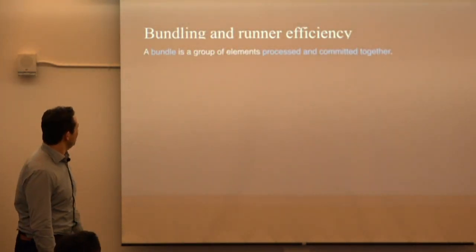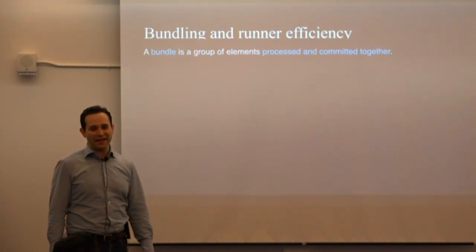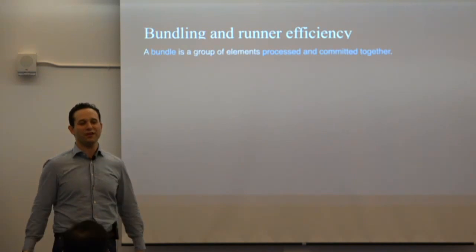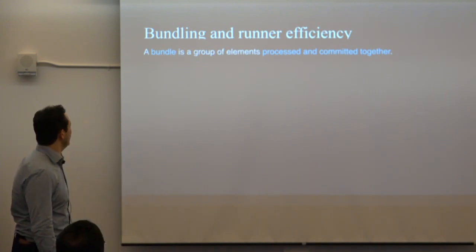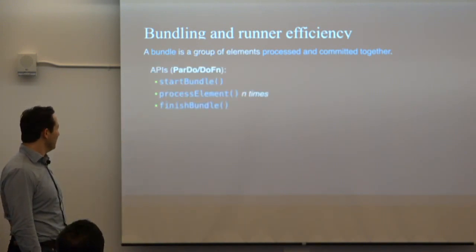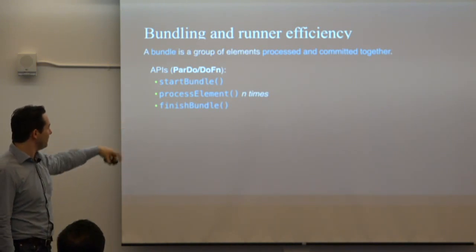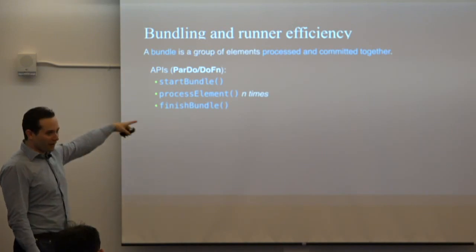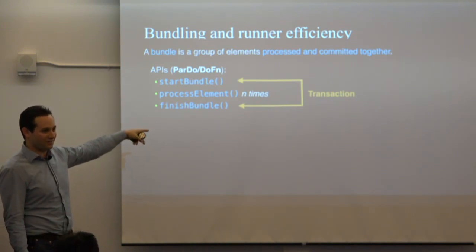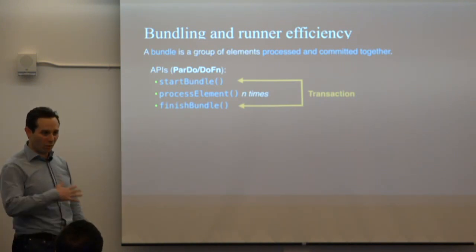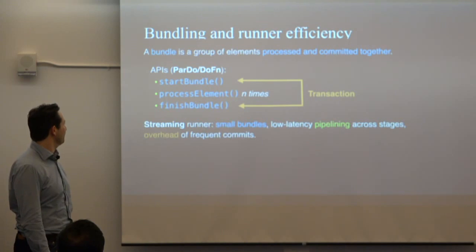The other thing with runner efficiency is bundling. Even in streaming mode, you have to do some internal bundling, because doing things element by element rarely works very well. So a bundle is a group of elements processed and committed together. There's an API on ParDo. Most people just implement process element, but really there's a start bundle, then process element is called once for every element in the bundle, and then there's a finish bundle. This is kind of like a transaction. Everything in this bundle will either all commit or all fail. So if you fail, you end up failing an entire bundle.